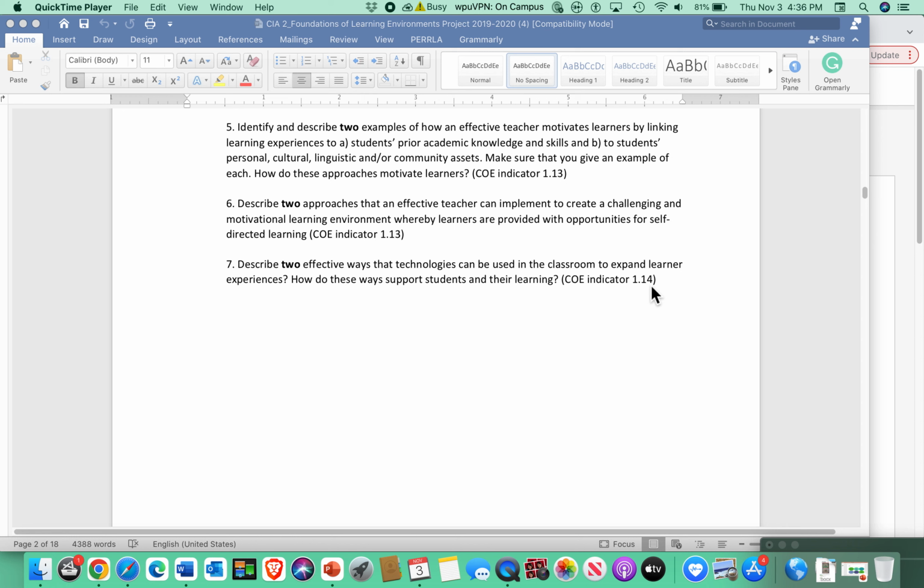So the assignment calls for 2 examples of that, and you can get that from your lesson plans. You've all taught by now, hopefully more than once, and I'm sure you have quite a list of things that you can use as examples for that one. And B, to students' personal, cultural, linguistic, and community assets. All right, here's what that means.